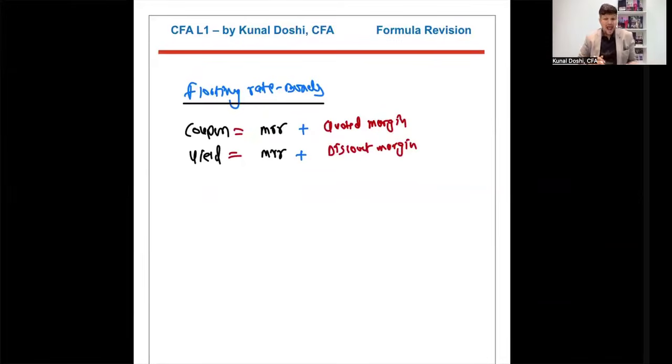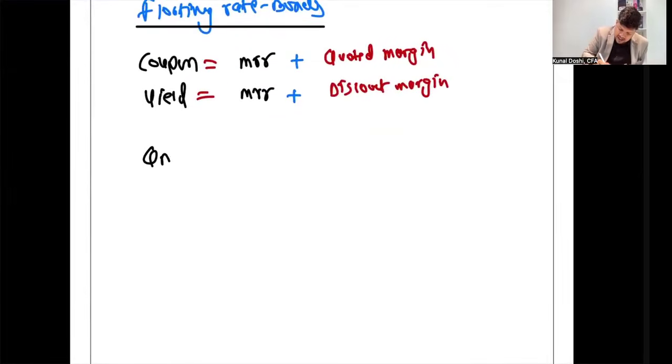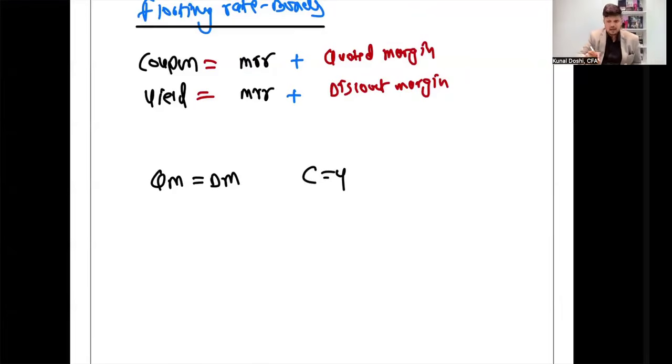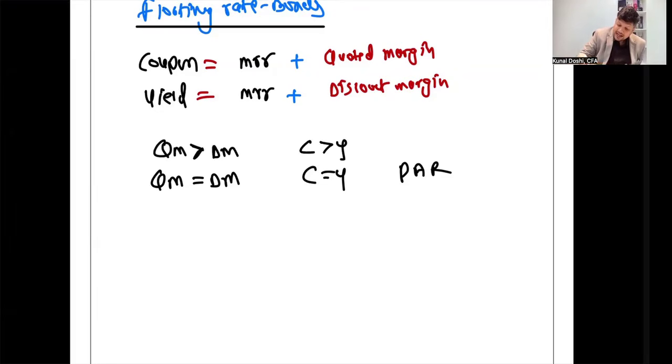Everyone with me? And guys, if the quoted margin and discount margin are the same, what will happen? The yield and coupon will be the same, yes or no? Quoted margin is for the coupon. So I will write coupon and yield will be the same. Then the bond price will be at par. But if the quoted margin is greater than the discount margin, remember the coupon will be greater than the yield. Am I correct? And when the coupon is greater than the yield, the bond price is at, come on, tell me. Everyone, premium, correct? Premium.